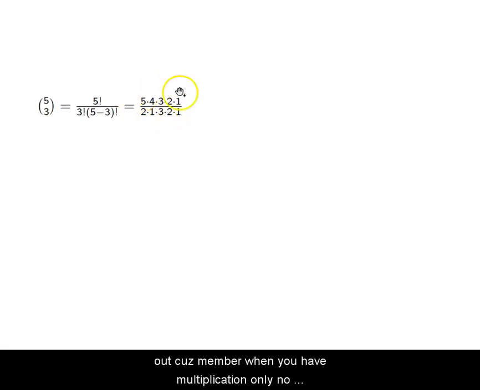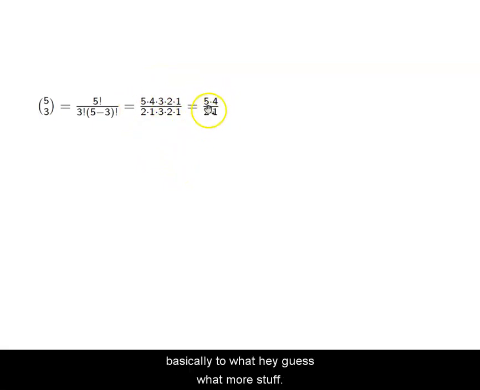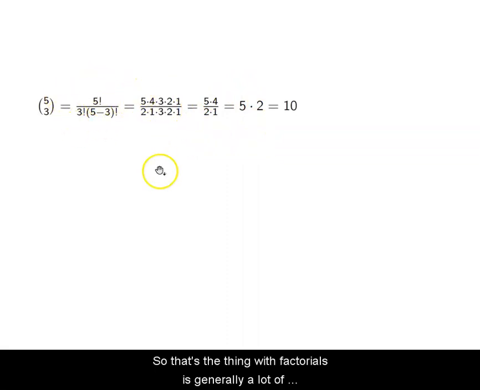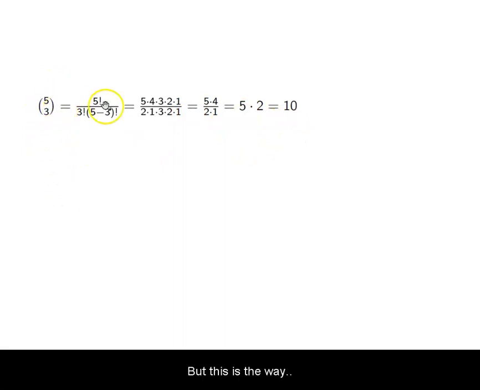Because remember, when you have multiplication only, no addition, no subtraction, you get to cancel stuff. So instantly I know 3, 2, and 1 cancel. And I'm left with 5 times 4 over basically 2. Well, hey, guess what? More stuff gets to cancel. And this simplifies to just 10. So that's the thing with factorials, generally a lot of stuff will cancel, right? And you're left with some set of multiplications, sometimes 2 numbers, sometimes only 1 number, sometimes 5 numbers are left. It really just depends on the values that you have here. But this is the way that 5 choose 3 works, right?